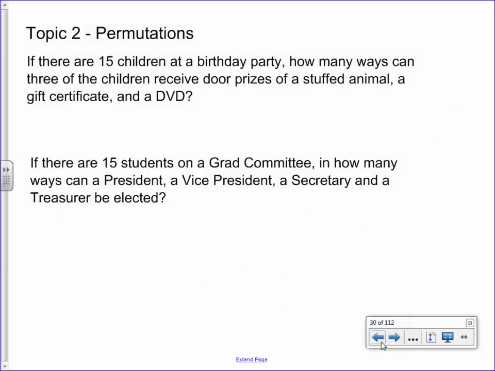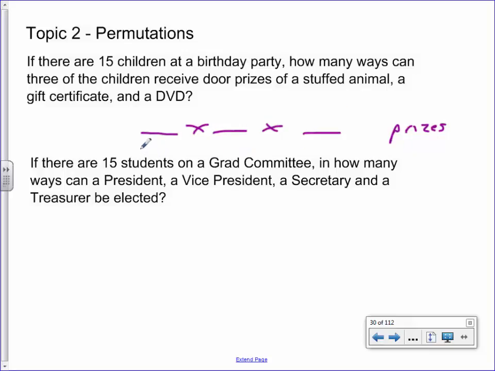Alright, so let me show you a couple of examples of something that we've kind of done before, but there's a new twist here. So, first one here, there's 15 kids at a birthday party. How many ways can children get door prizes if one of the door prizes is an animal, a gift certificate, and a DVD? So, how many prizes are there? 3 prizes. So I'm going to put 3 different lines because there's 3 prizes.